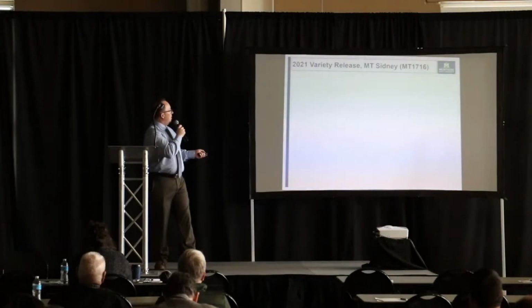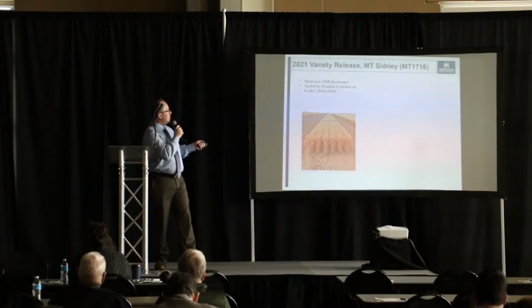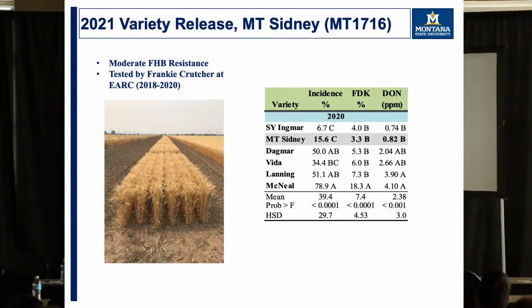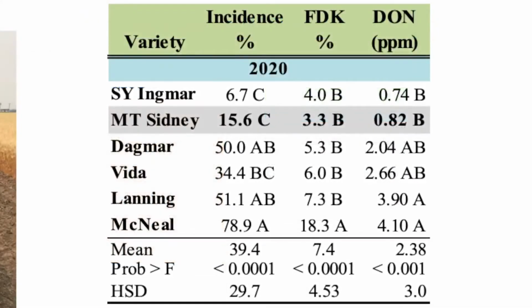So from these efforts, as I just mentioned, we released MT Sydney because it showed some moderate FHB resistance, and then of course it was performing pretty well agronomically as well. And then this is just a little snippet of some of the FHB data we have, and so it's quite a bit better than the other varieties that have been released by the Montana State Breeding Program. And then here we have SY Einmar as a comparison to show how it compares to Einmar as far as FHB resistance goes.